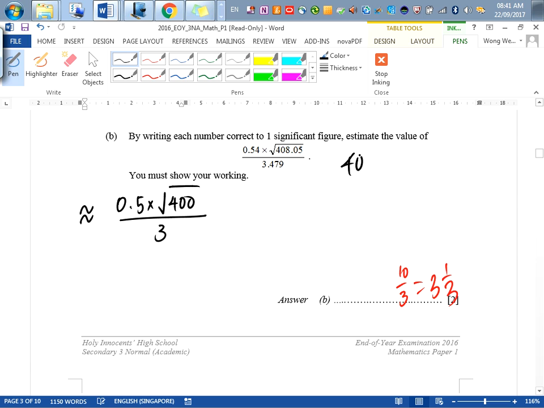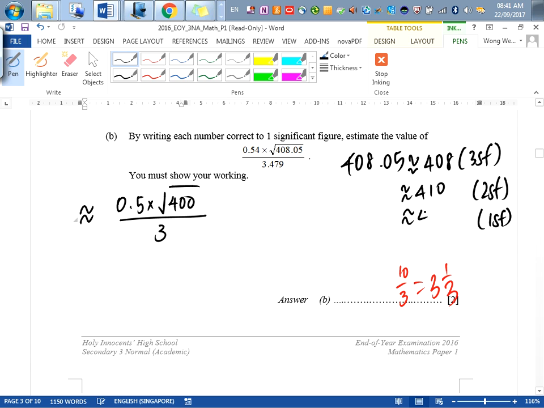Okay, 408.05. You are very used to rounding off to 3 SF, right? Can you tell me how much is this in 3 SF? 408, this is 3 SF. What about if I want 2 SF? What will we get? 410. What about 1 SF? 400. Okay?